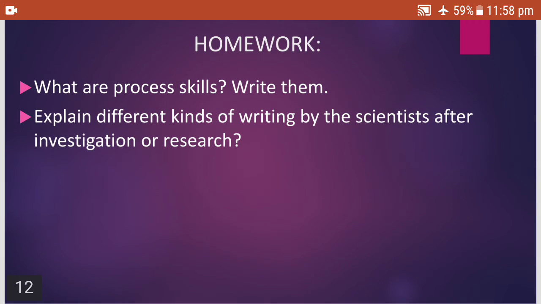Note down the homework please. What are process skills? Write them. Second question. Explain different kinds of writing by the scientist after investigation or research.